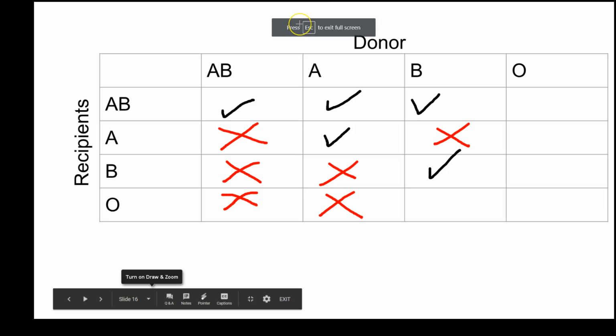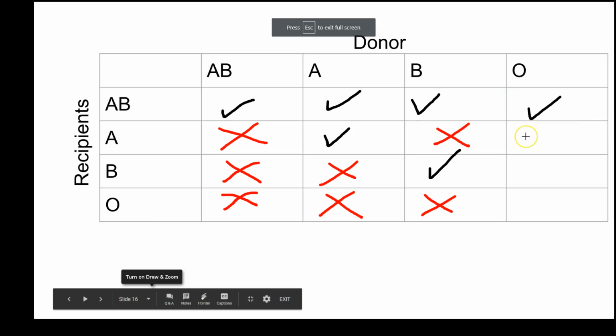And can B give blood to O? Well, no, it cannot. O has anti-B antibodies. I'm saying anti a lot, but that's the terminology. Now, can O give blood to AB? Sure. Remember, O has no antigens on it, right? O has no antigens.